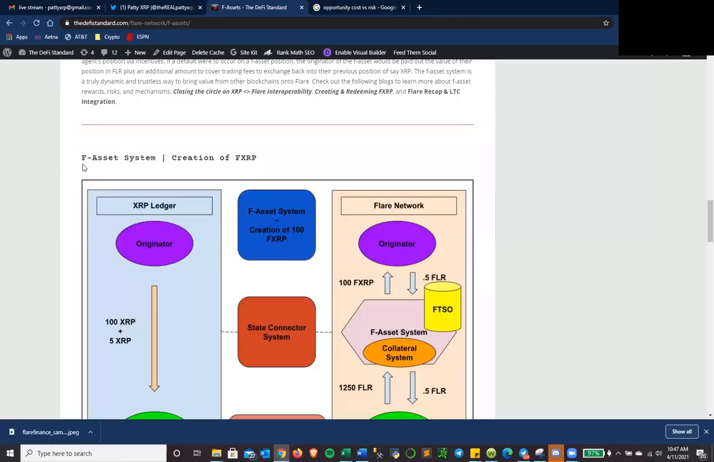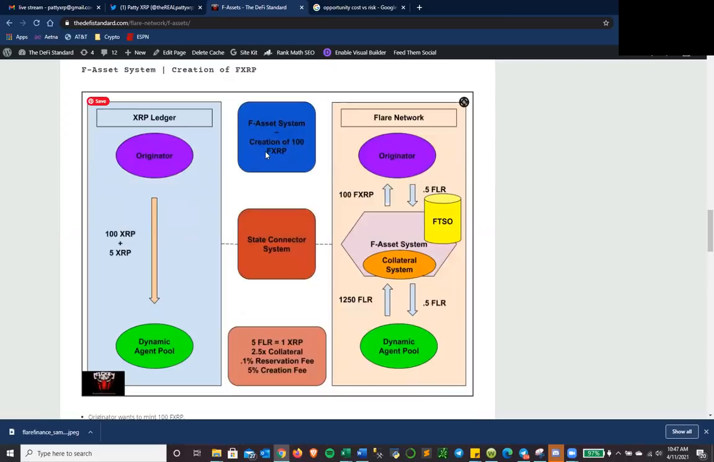In this example, we're going to use creation of FXRP on the Flare network by minting 100 XRP into FXRP. Here's a diagram that we put together for this. Basically, the person that is minting FXRP is called the originator. And then on the other side of this transaction or position, whatever you want to call it, is basically a dynamic pool of agents.